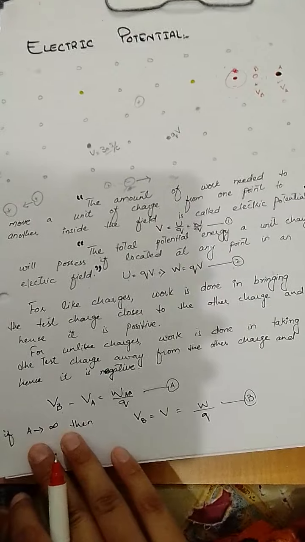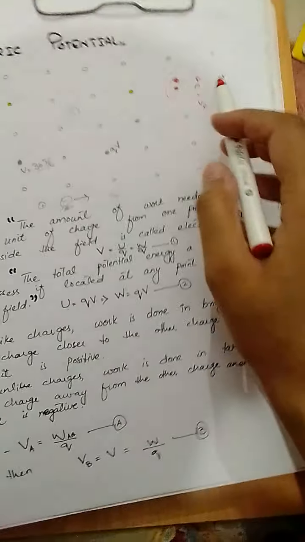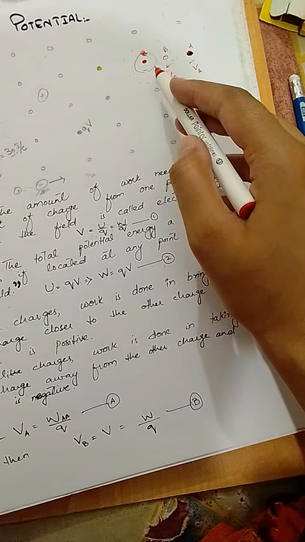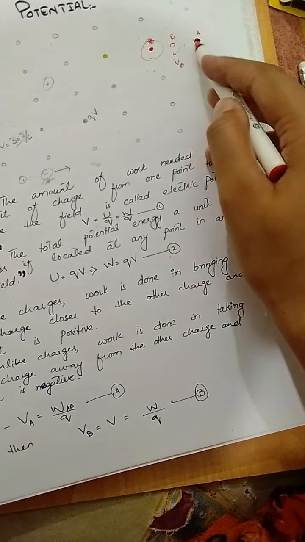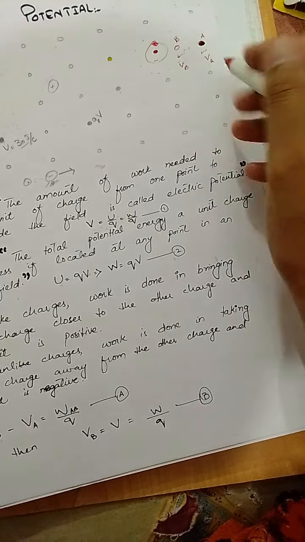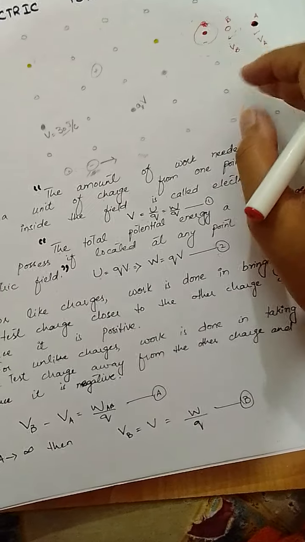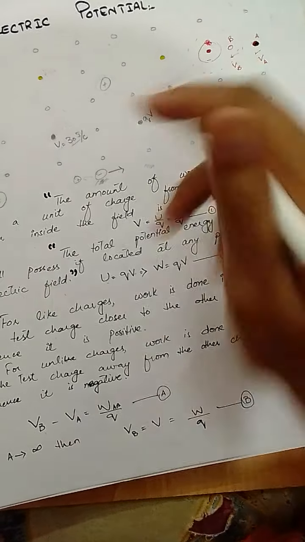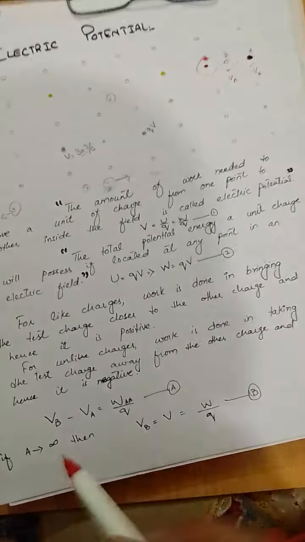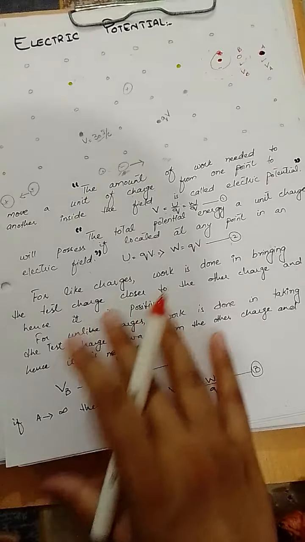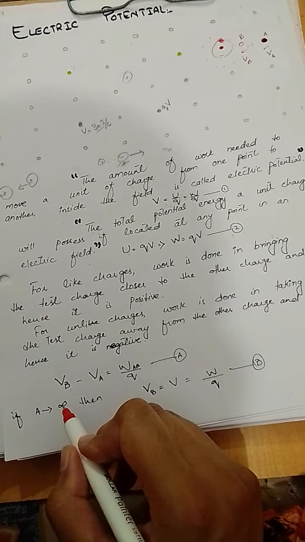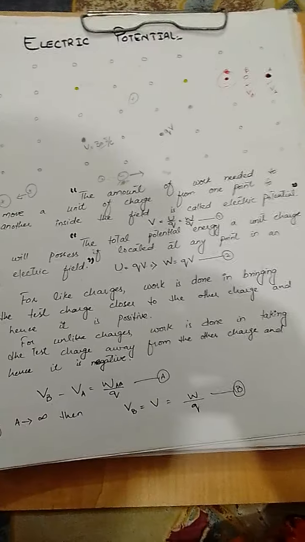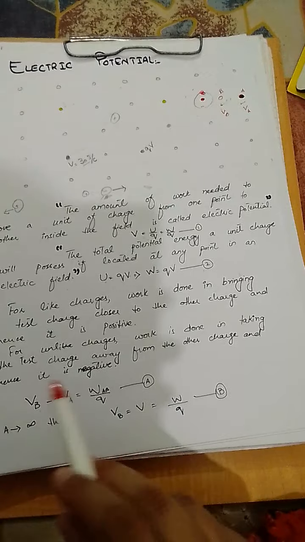But what if we have the point A at infinity? Infinity means that the point A is very far from the electric field, so that the electric field does not actually affect the point A or the charge which is present at point A. So that's why we take A approaches infinity. This arrow is used to denote approaching. A approaches infinity means that A is almost at a distance equal to infinity. Then VA becomes 0. Why does VA become 0?